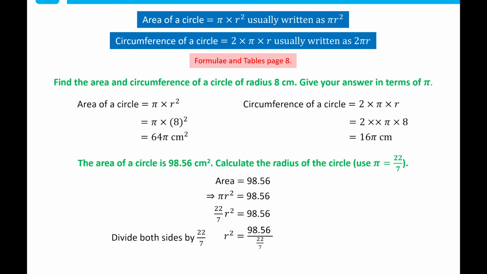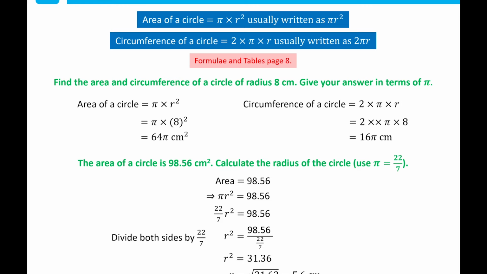This leaves us with r squared equals 98.56 over 22 over 7. And now to find r on its own, we square root both sides of our equation. This gives us r is equal to the square root of 31.36, which is equal to 5.6 centimetres.